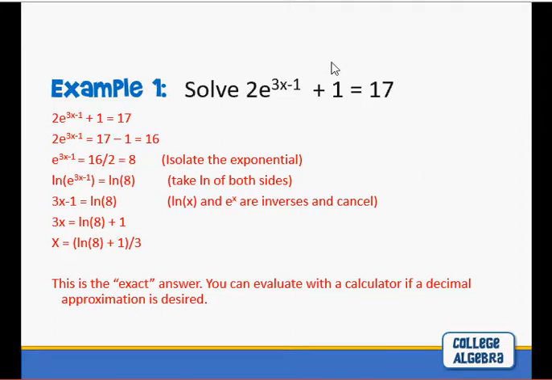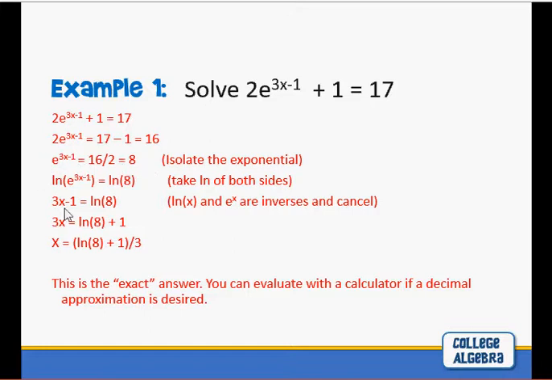So here's an example where we do have to do something to isolate the exponential. It's really important. You don't want to just start taking a log of both sides. Okay? First thing you have to do is get the e to the 3x minus 1 by itself. And see, I have it worked out here already in red, but you can subtract 1 from both sides to get you a 16, and then divide both sides by 2, and we wind up with e to the 3x minus 1 equals 8. Then you can take a logarithm of both sides, and here we have the advantage.